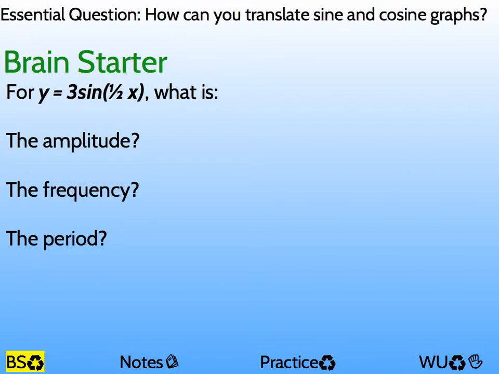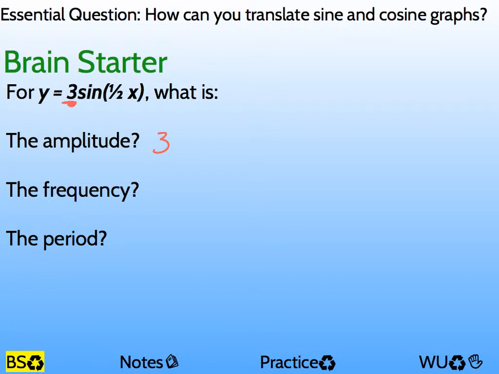The brain starter here is just asking for the amplitude, frequency, and period of y equals 3 sine of 1/2 x. Pause your video now so you can get the answers to those. For the amplitude, you look at this value right here being multiplied. So the amplitude in this case is 3, which means that the sine graph goes between -3 and +3.